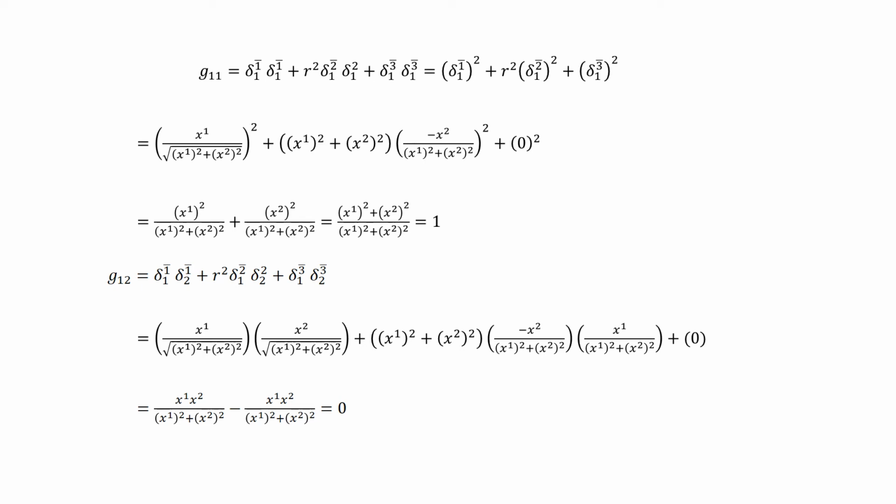Now we find the next term G12. When we write G12, we replace A with 1 and B with 2. So in the general formula of the equation, we replace A with 1 and B with 2. Our terms become delta 1 bar 1, delta 1 bar 2 plus R square, delta 2 bar 1, delta 2 bar 2 plus delta 3 bar 1, delta 3 bar 2. Now substituting the values of these terms as the derivative of partial x3 with respect to x1 and x2, both are 0. So the first two terms give x1, x2 over x1 square plus x2 square minus x1, x2 over x1 square plus x2 square. Both terms are the same, so it gives the answer 0.